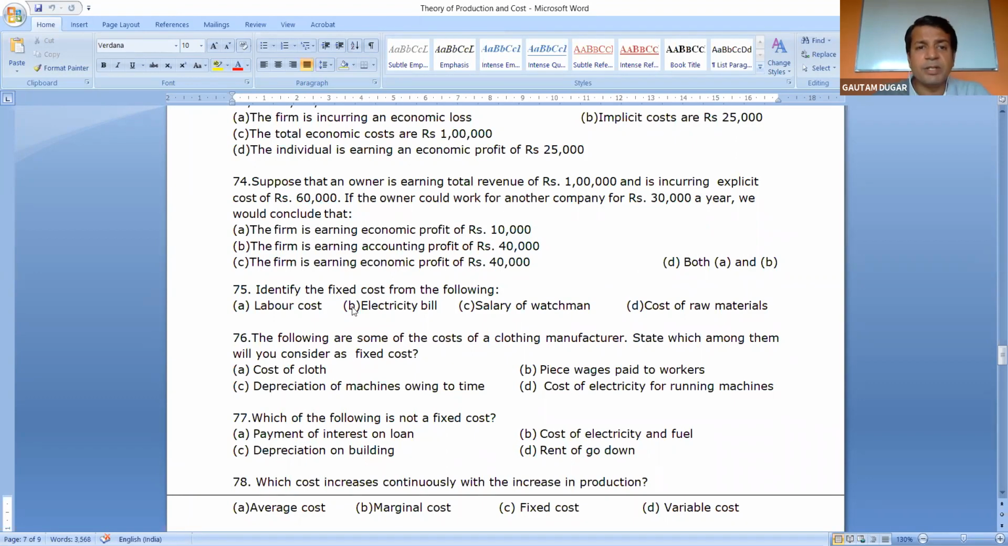75. Identify the fixed costs for the following: fixed cost and variable cost. Now from here we come to the next portion. The few questions were from explicit cost and implicit cost. Now we'll move down to the fixed cost and the variable cost.